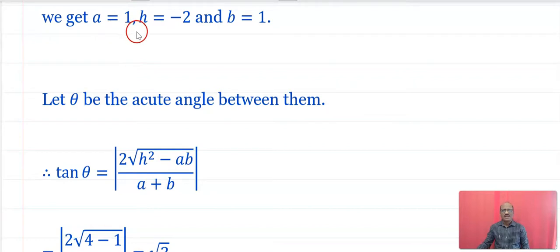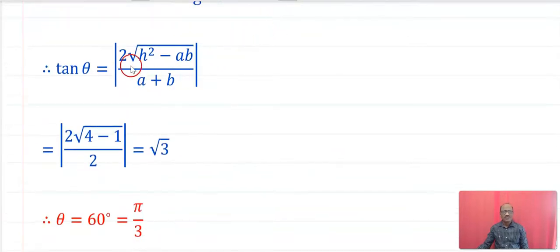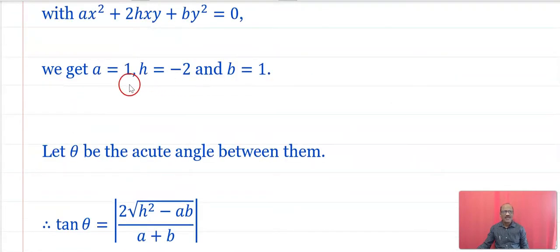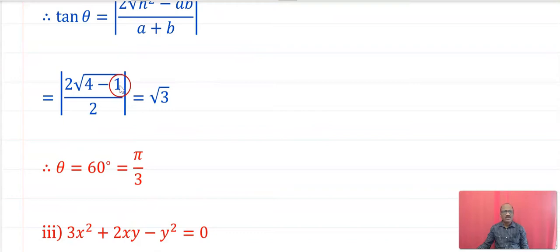Substitute here a is equal to 1, h is equal to minus 2, and b is equal to 1. Therefore, here a is 2, h is 2, that is 2 squared, and the values of a and b are 1 and 1, 1 into 1 is 1. And therefore 2 into root of 4 minus 1 is 3, and these 2 get cancelled, you will get root 3. And tan of theta is equal to root 3. It means that theta is equal to 60 degrees, and that is pi by 3.